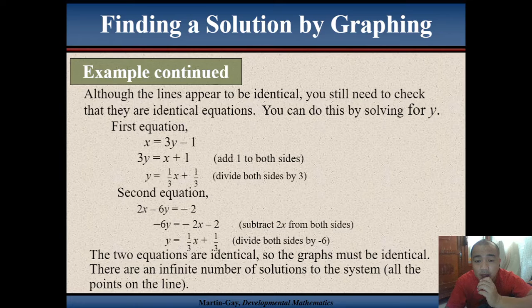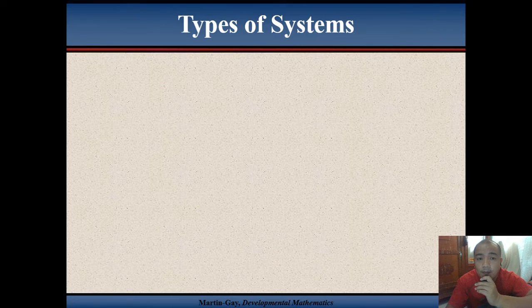So the graphs must be identical, and there are an infinite number of solutions to the system. All the points on the line are the solutions of the system of equations. Marami siyang equations. Sa parallel lines, there is no solution. So intersecting lines, there is one solution. Pero dito, if they are identical, then there are infinite number of solutions to the system.